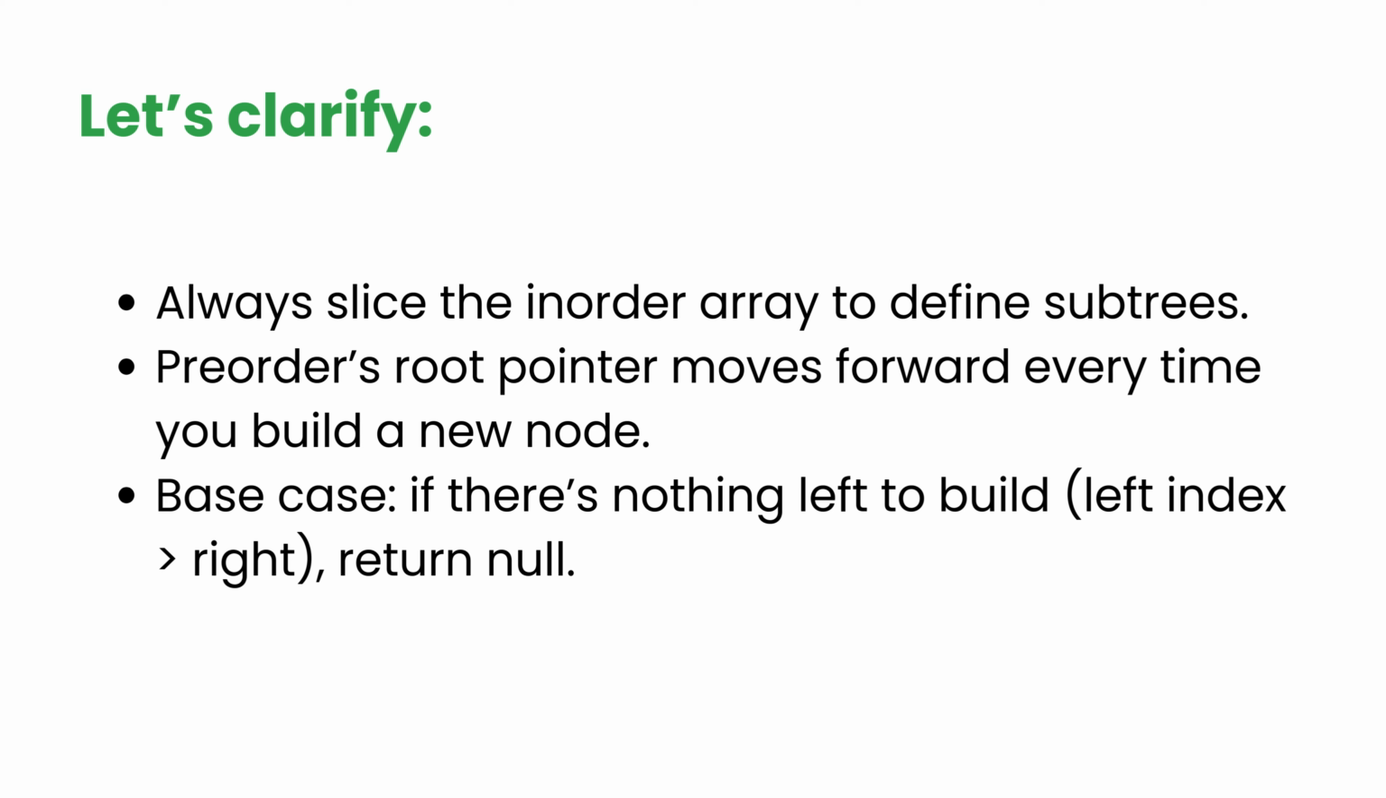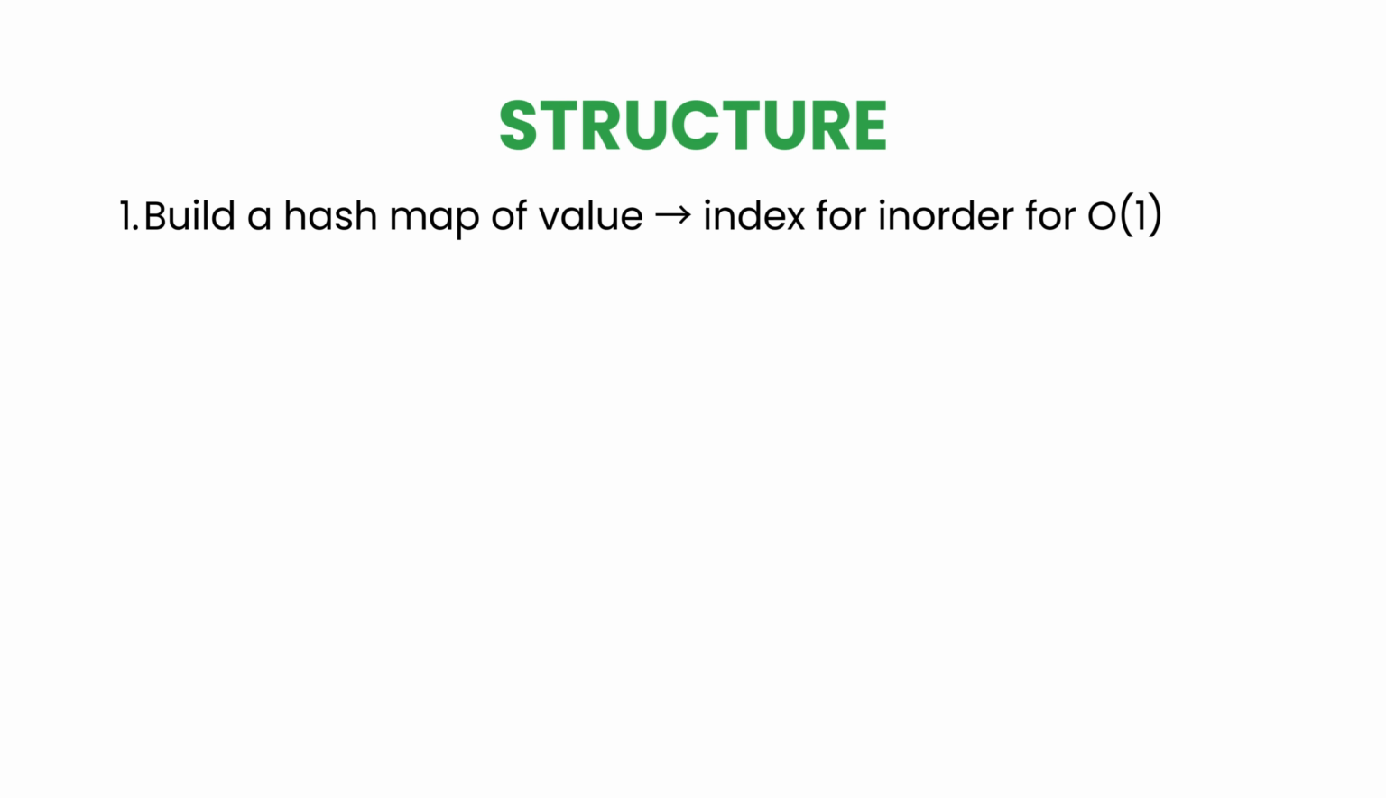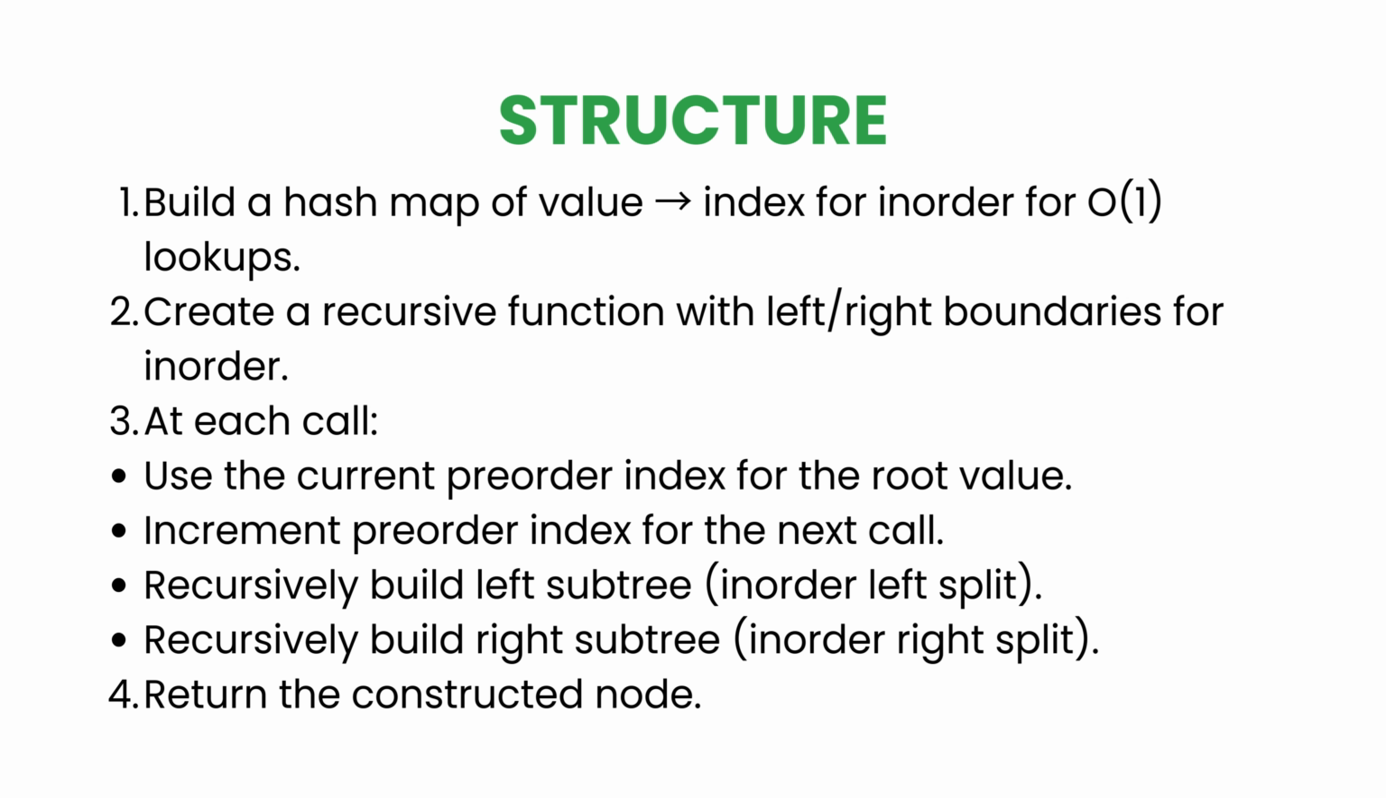Base case: if there's nothing left to build, left index greater than right, return null. Edge cases: empty lists should return null. A single node builds a leaf. Deeply skewed trees, for example, all left or all right children. Here is the structure. Build a hash map of value to index for inorder for O(1) lookups. Create a recursive function with left/right boundaries for inorder.